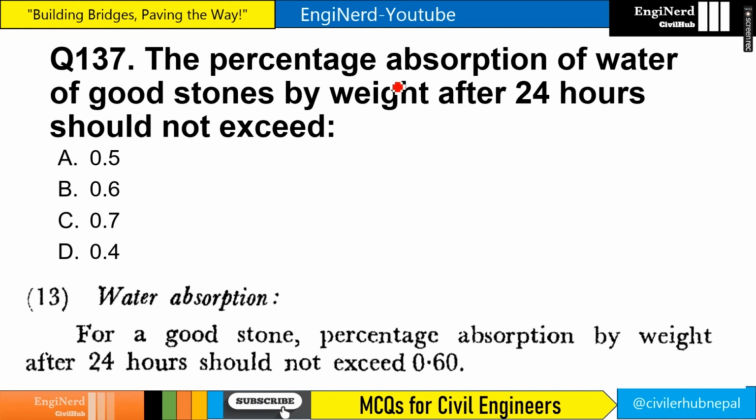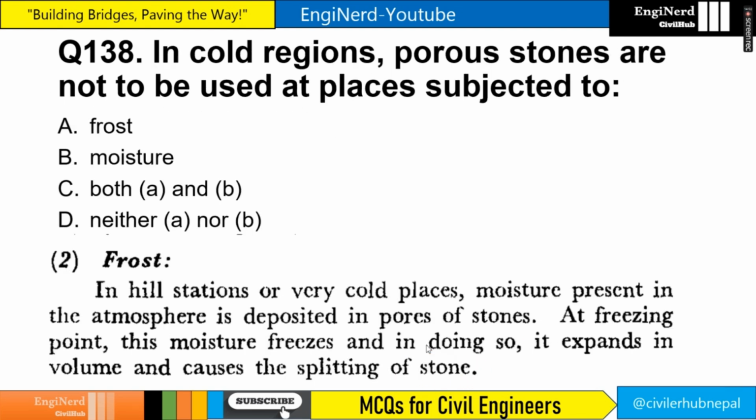Question number 137. The percentage absorption of water of good stones by weight after 24 hours should not exceed what? 0.60. You can see here in the slide as well. In cold regions, porous stones are not to be used at places subjected to frost, moisture, both, neither. So if you see here in the cold places, moisture present in the atmosphere is deposited in pores of stones, right? And at freezing point, the moisture freezes, and in doing so, it expands in volume and causes the splitting of stone. So they are not to be subjected to the frost as well as the moisture. So the answer is both A and B.